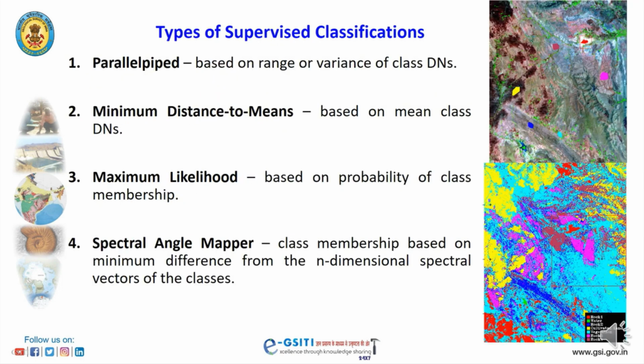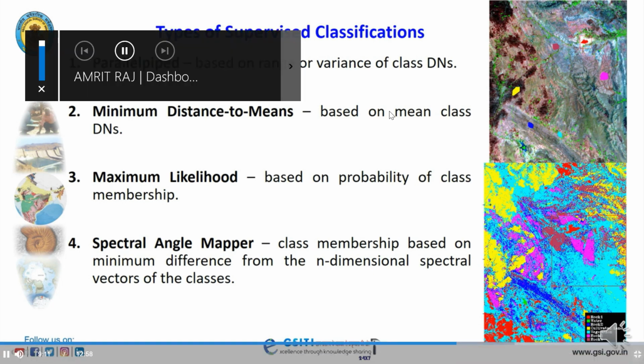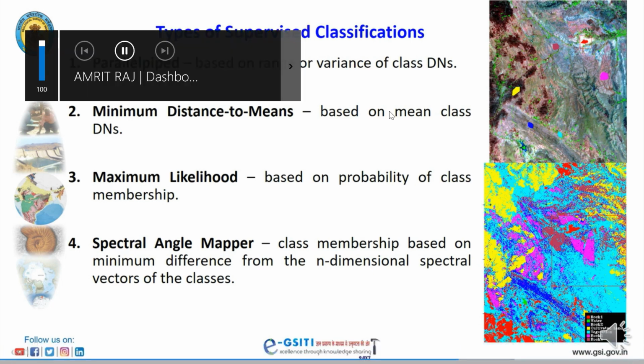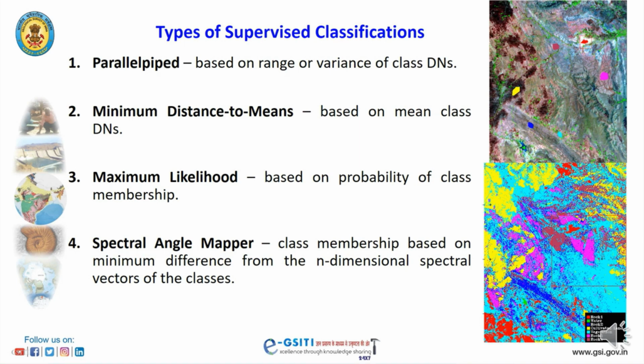There are different types of supervised classification such as parallelepiped classification, minimum distance to means, maximum likelihood classification, and spectral angle mapper classification. In supervised classification, as I have already described, we know the area and the sites which we are selecting, we know the identification of the site, the training sites. So we give the command to identify similar features in the entire imagery, and our image will be classified like this. So you can identify the different objects in your area with the help of supervised classification.